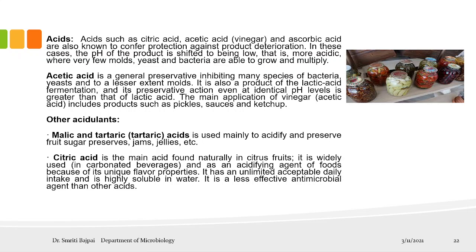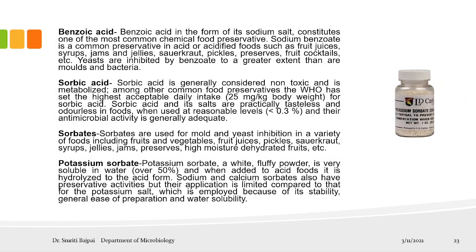Then acetic acid. Acetic acid is also a very important preservative. And then other acidulants like malic acid, tartaric acid, and citric acid are also used for food preservation. And then benzoic acid. Benzoic acid is very important, and it is used in the form of its sodium salt in syrups, jam, jellies, sauerkraut, pickles, fruit cocktail, and more. So benzoic acid will be used here.